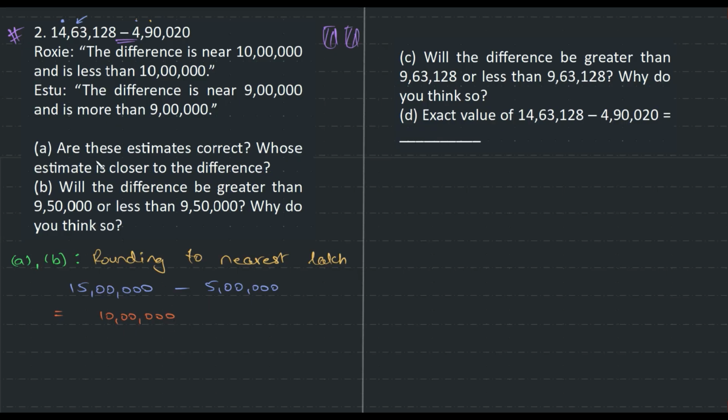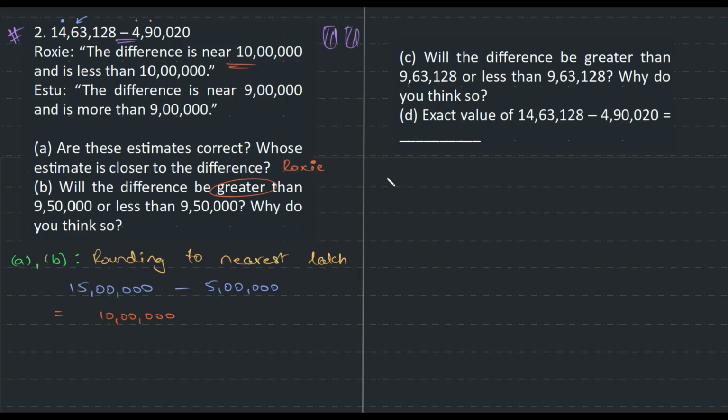Now, is the estimation close? Whose estimation is close? We have 10 is the closest. Whose estimation is closer to the difference? Will the difference be greater than? Yeah, it's greater than. Why do you think so? Because our nearest approximation to lakh gave us that. Will the difference be greater than this?